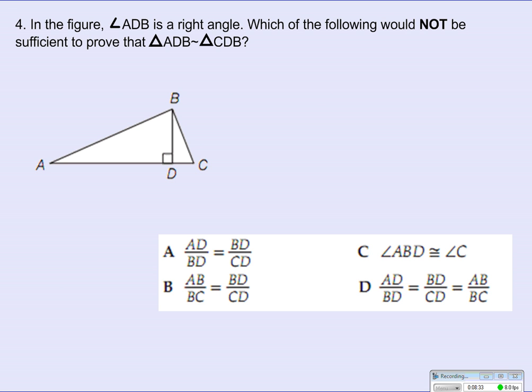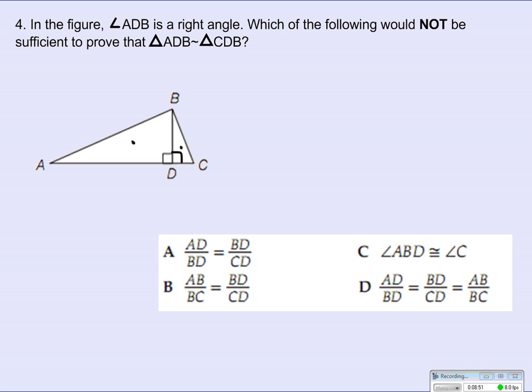So in this figure, ADB is a right angle. Okay, cool. Which of the following would not be sufficient to prove that ADB is similar to CDB? So you're trying to prove this big one is similar to this little one. Well, this is a right triangle. That's got to be a right triangle. I've got to know something else, though.